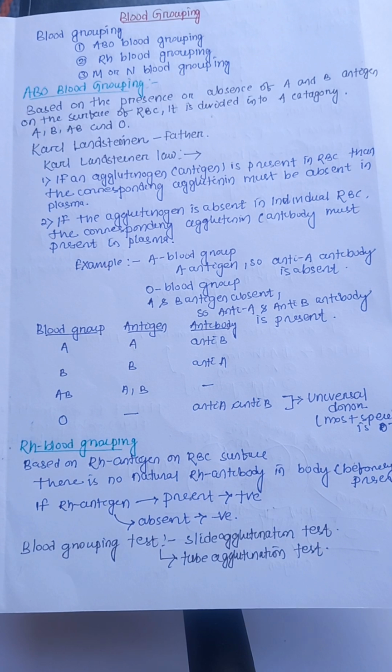There are blood groups A, B, AB, and O, where the antigens A and B are absent. O doesn't have any antigen. That is called O blood group.